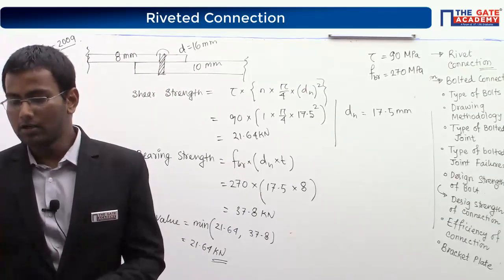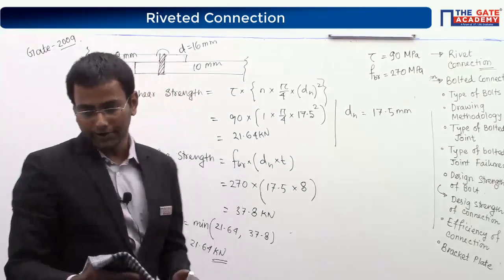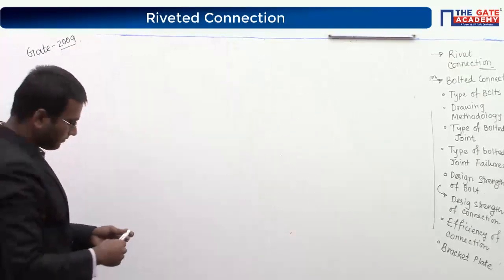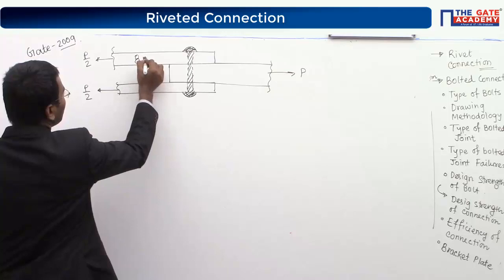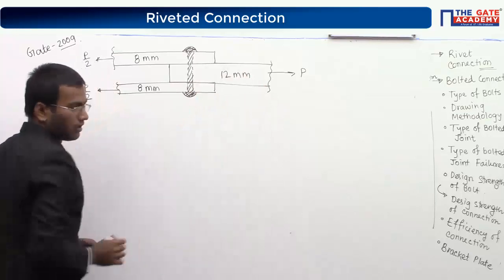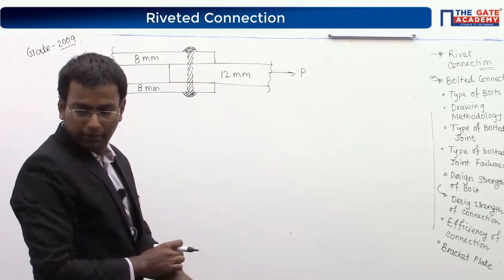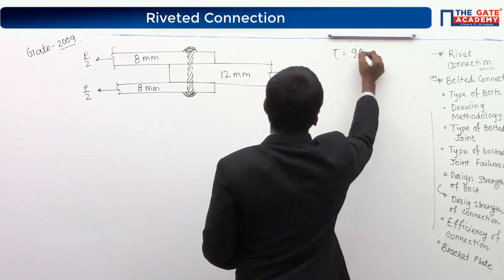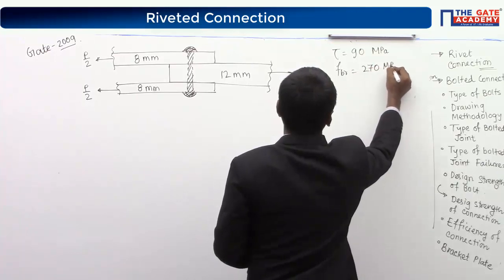Find out the rivet value of the joint. So draw the diagram. It is told that 8 mm, 8 mm and 12 mm. This is 8 mm, 8 mm and 12 mm. Also given data are your permissible shear stress 90 and permissible bearing stress 270. So permissible shear stress tau equal to 90 megapascal and permissible bearing stress equal to 270 megapascal.